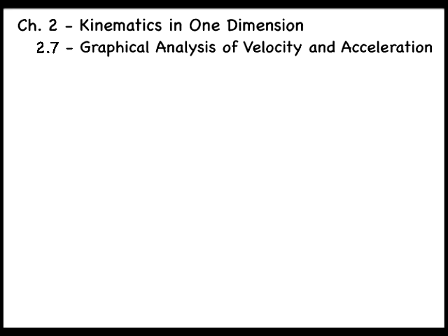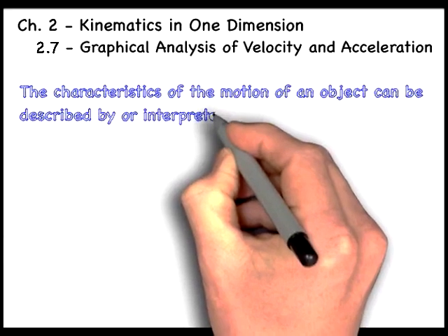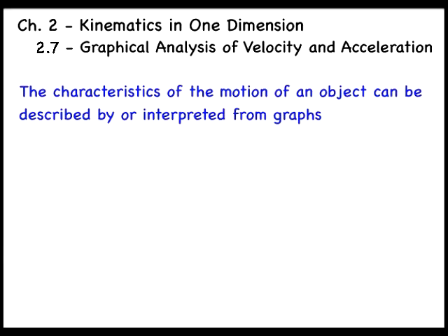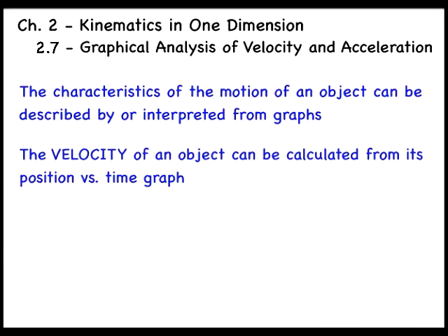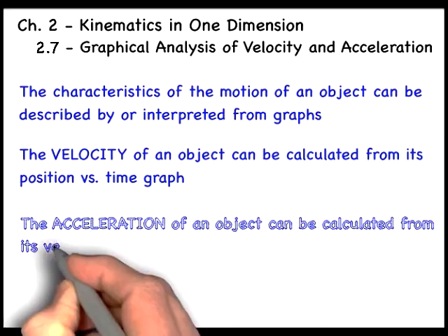The characteristics of the motion of an object can be described by, or interpreted from, graphs. We will find that the velocity of an object can be calculated from its position versus time graph, and the acceleration from its velocity versus time graph.